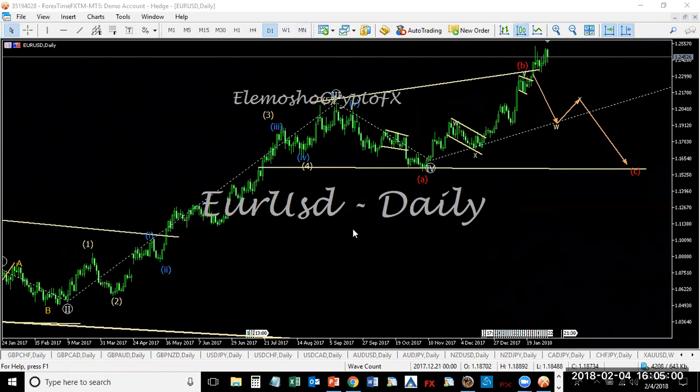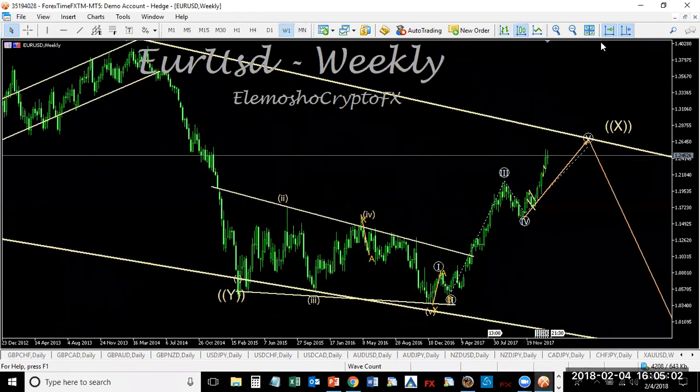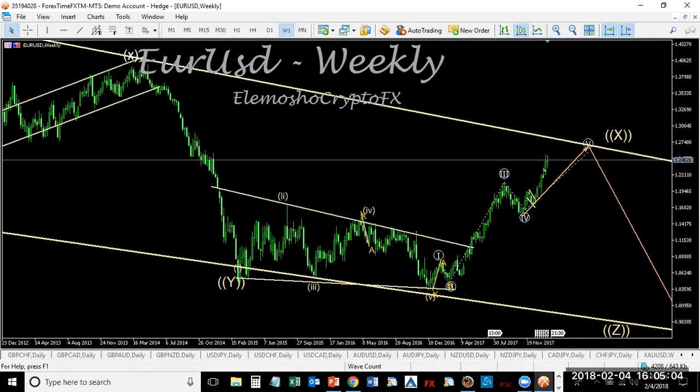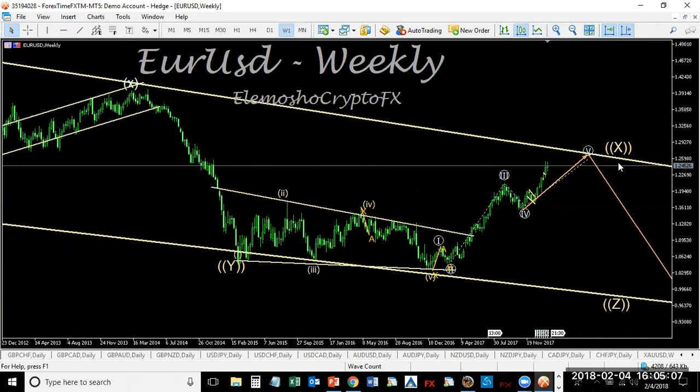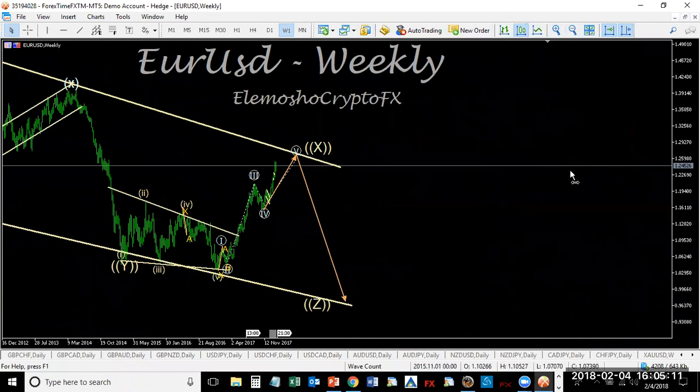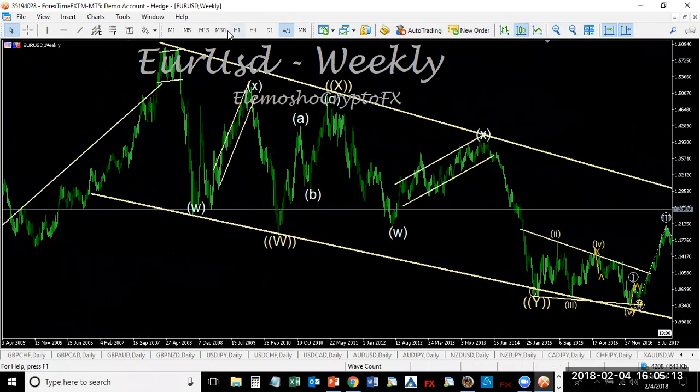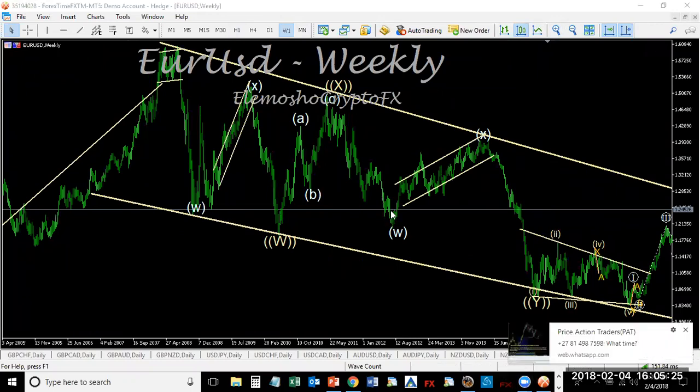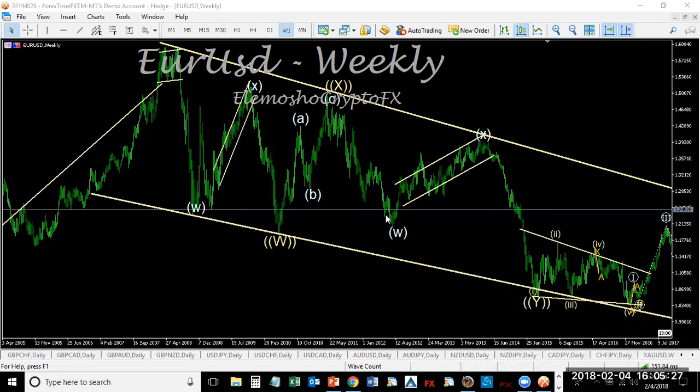So let me start with the weekly. What I do basically is that I have M5 on the MT5. I usually draw the analysis, that's the expected market movement. Okay, I think it is clear now.